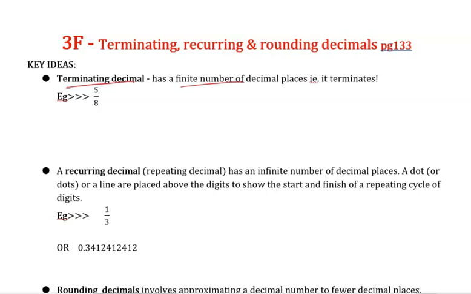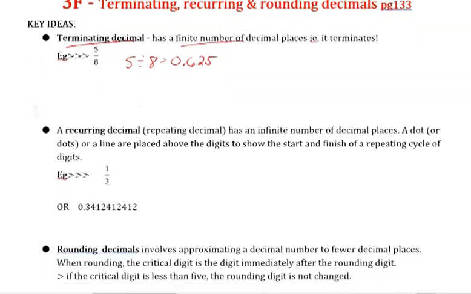So 5 over 8 is like saying 5 divided by 8, and that gives us the answer of 0.625. If we did it by long division, it would give us that answer. That would be it. That decimal terminates when I turn it into a decimal.